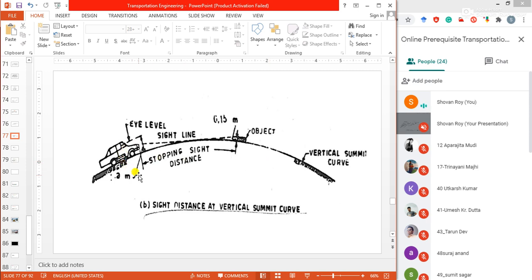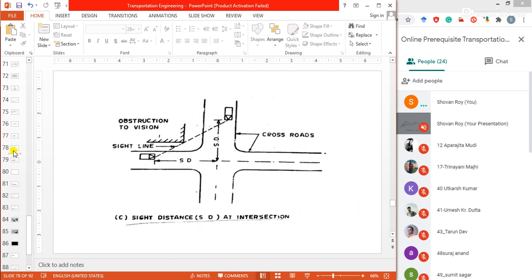And again we should know about the eye level of the driver, the sight line of the driver. The stopping sight distance which we are going to design or analyze is specified by IRC. So the eye level value is there, and the stopping sight distance design analysis we will see. Another is sight distance at intersections.